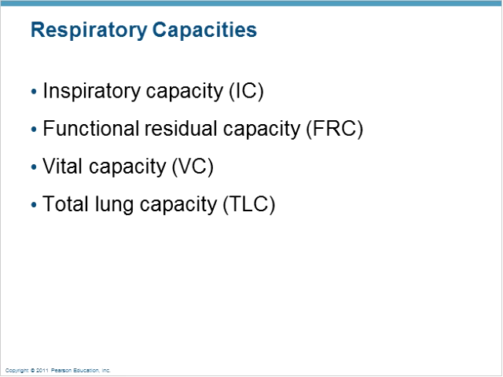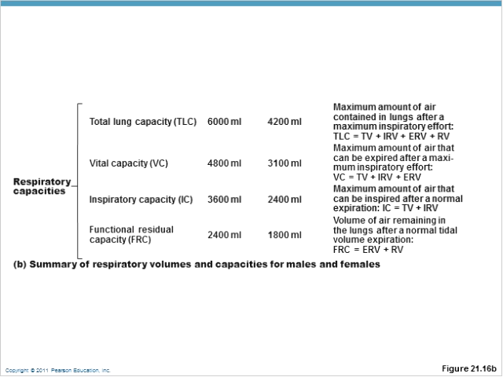We have respiratory capacities. We have inspiratory capacity, functional residual capacity, FRC, vital capacity, and total lung capacity. Total lung capacity is the maximum amount of air that's contained in the lungs if you totally breathe in all you can and breathe out all you can. Total lung capacity is the tidal volume plus the inspiratory reserve volume plus the expiratory reserve volume plus the residual volume. That's the total lung capacity.